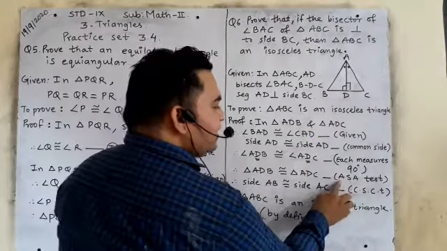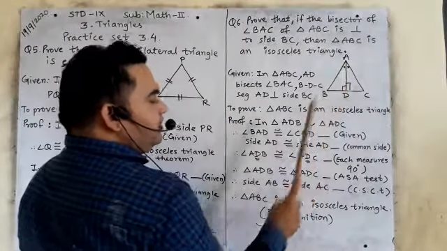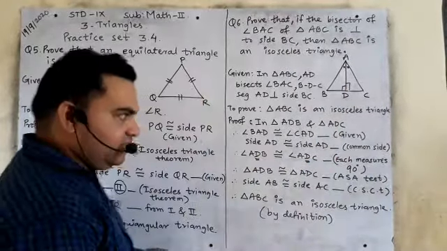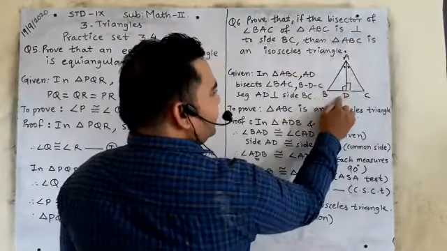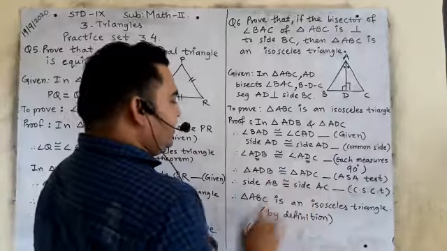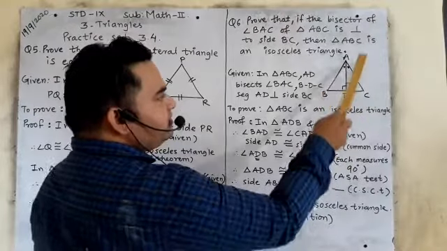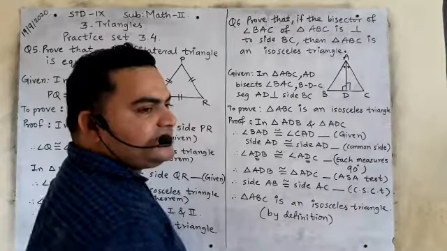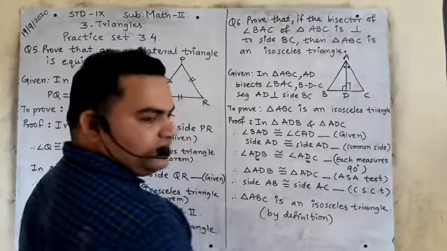So which test is passed? Angle, side, angle test. Therefore triangle ADB is congruent to triangle ADC. This side triangle is congruent to that right hand side triangle by which test? Angle, side, angle test, which is this angle, this side, and angle D is also common in both the triangles. Is it clear? Therefore side AB is also congruent to side AC. Why? Because corresponding sides of congruent triangles are also equal.